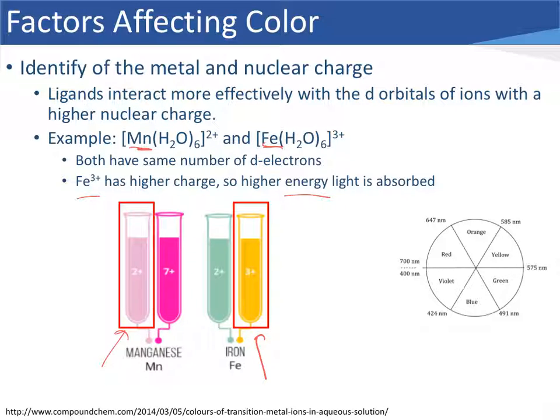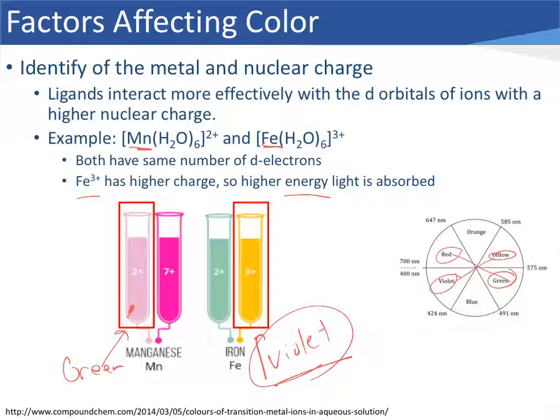If this iron appears yellow, it is absorbing violet. And this appears a reddish pink. If it's red, it's absorbing green. And so violet is a higher energy light, shorter wavelength, higher energy. So we can see that the iron is absorbing light of higher energy.